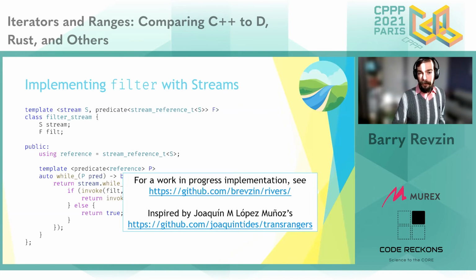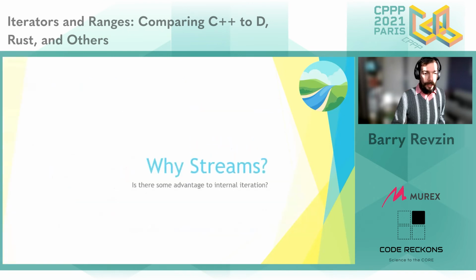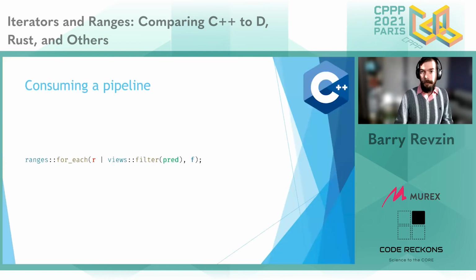So now at this point, I think it's worth getting back and asking, well, why streams? Why do we even care about this? Why is this interesting? Why do we want to learn this totally new approach to iteration? Is there some advantage to it? So let's talk about consuming a pipeline.